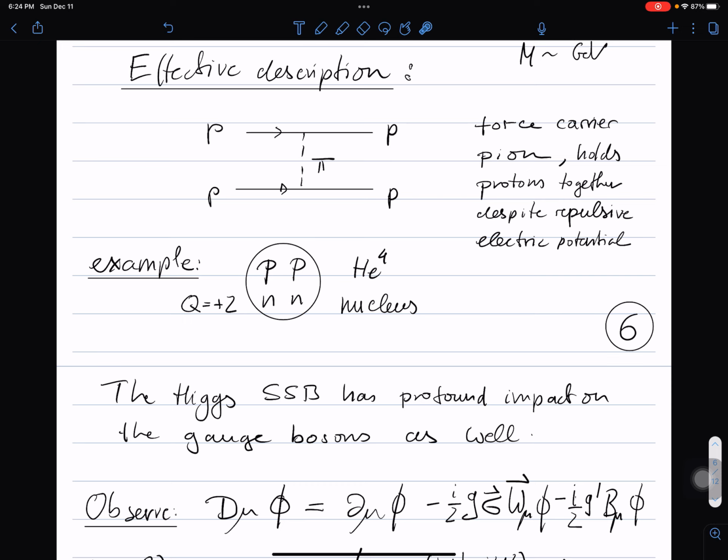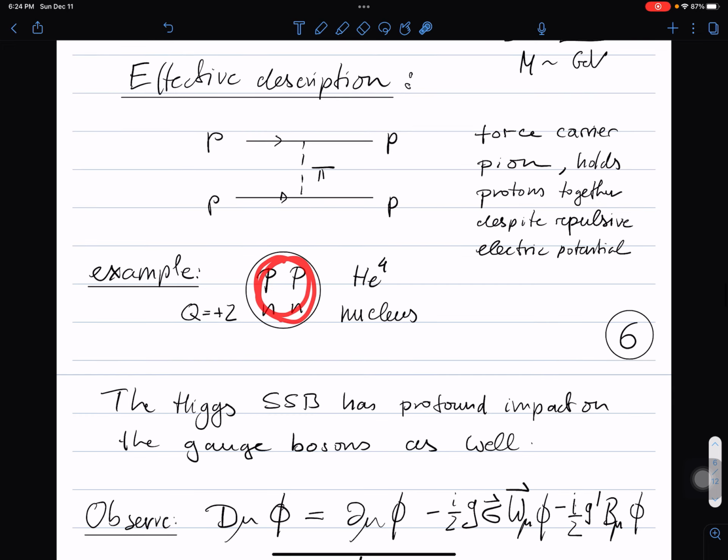For example, a charge Q equals 2 nucleus, 2 protons and 2 neutrons, can be combined into helium-4. Despite electric interactions of protons repelling each other, the strong force at short distances overpowers them by far and keeps them together, but the range is quite limited. Since the masses of the pions are around 100 MeV, their range is about 1 Fermi, 1 femtometer in distance. At those distances, they are far stronger than the electric charges, but at larger distances this force quickly disappears, and the only thing that remains is the electric charge of the nucleus.